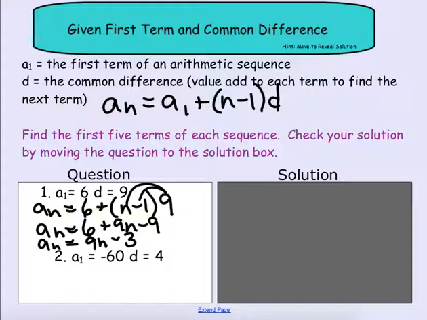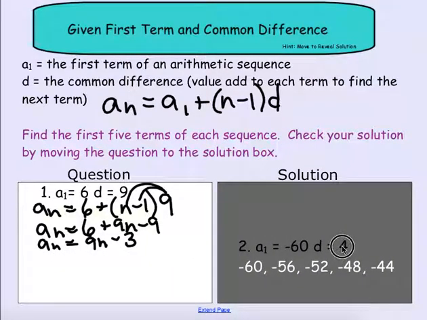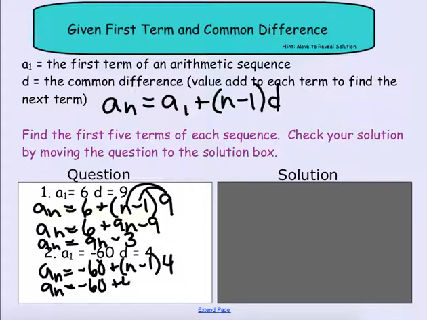So when we look at my second one and look at those 5 terms, I would say it was negative 60 plus 4 plus 4 plus 4 plus 4, and we would get these terms. To get our formula, I would just plug it in just like the other one and say a sub n is equal to negative 60, my first term, plus n minus 1 times 4. So when I distribute out, I get a sub n is equal to negative 60 plus 4n minus 4, and combine like terms. So we get a sub n is equal to 4n minus 64.